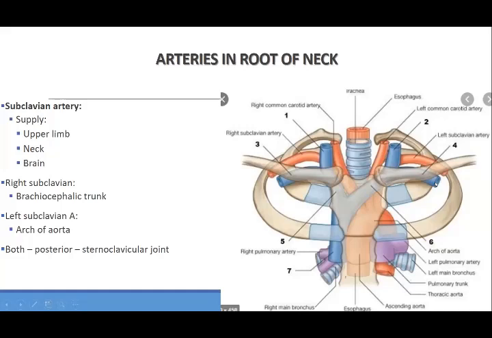On the left side, however, it is a little different. This subclavian, the left subclavian, look at it, this is the left subclavian. This left subclavian arises from the arch of the aorta. This is the third branch of the arch of the aorta. This also passes behind the sternoclavicular joint and enters the neck. So both the arteries, right and left subclavian, both of them pass behind the sternoclavicular joint and enter into the neck.